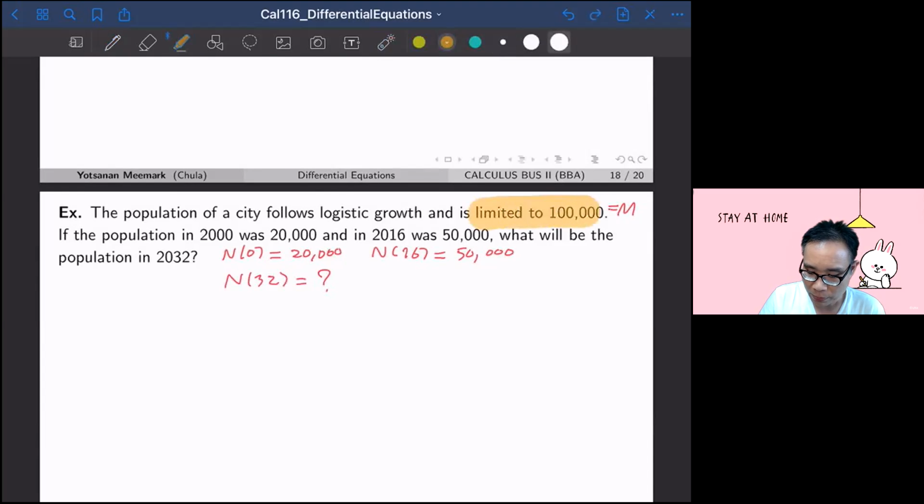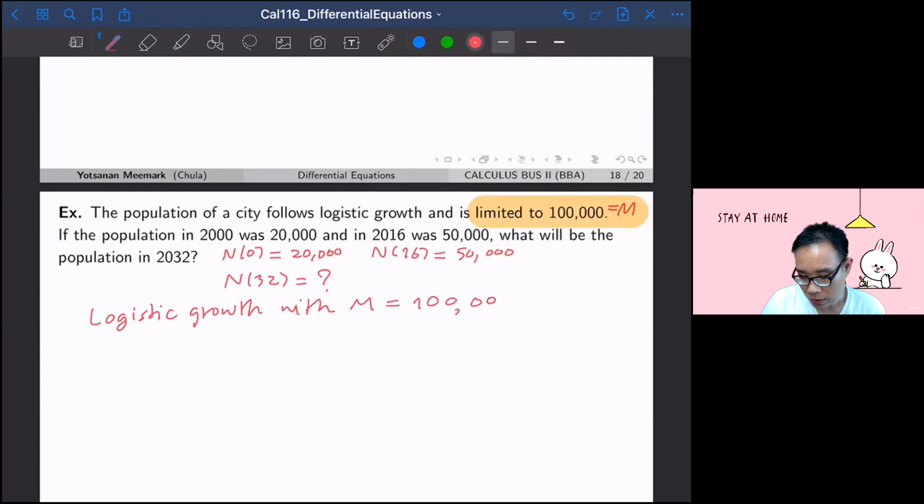Okay, so we set the upper bound M, so it's going to be logistic growth with M equal to 100,000. So you get N(t) equal to 100,000 over 1 plus C a to the t. Okay, so this is your setup for this growth.